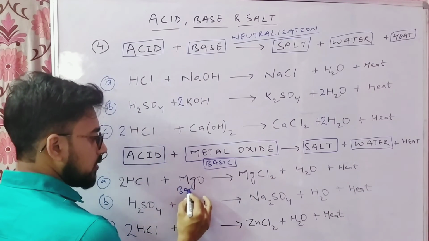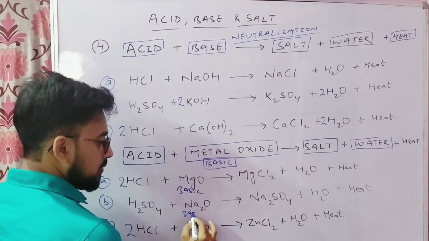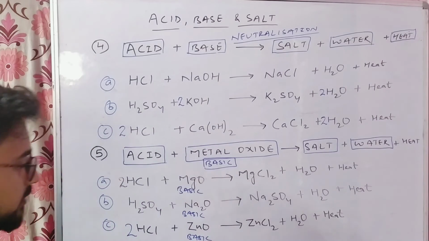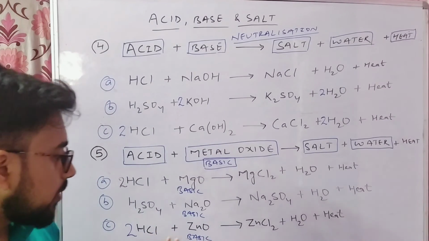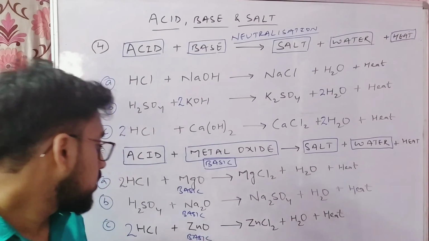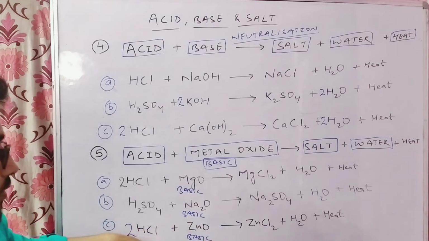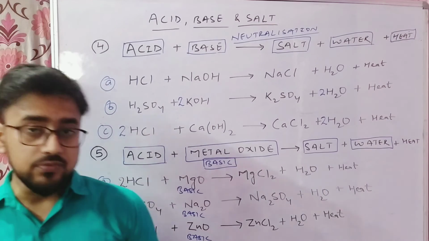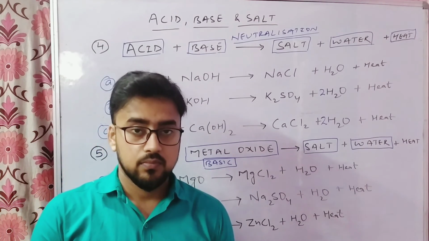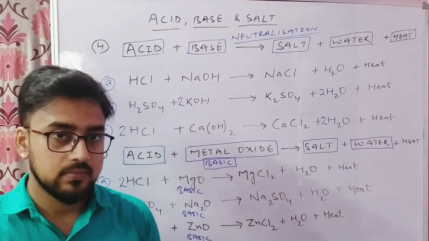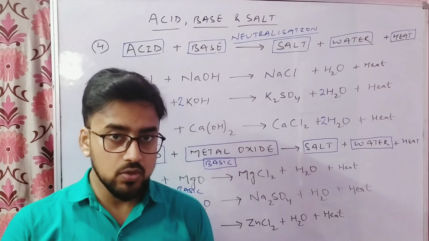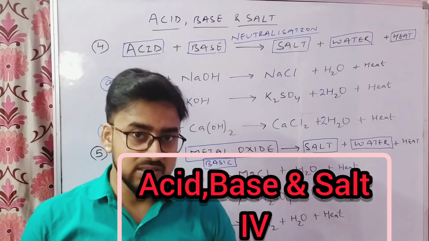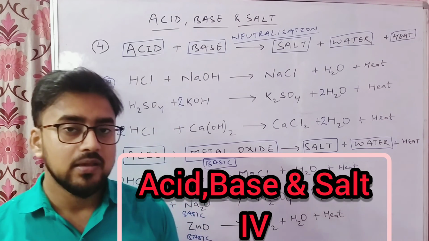So this is basic, and this is also basic. All these three reactions I have given here, like HCl plus ZnO. ZnO is basic in nature. The salt formed will be zinc chloride, ZnCl2, plus H2O plus heat. So these were the reactions of acids. Okay? Now in the next video we will talk about the reactions of bases and also about pH. That will be in the next video.